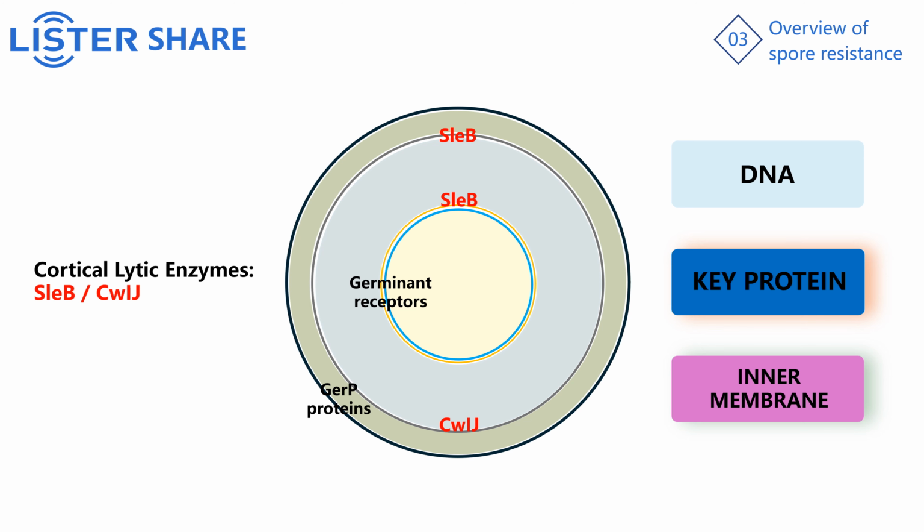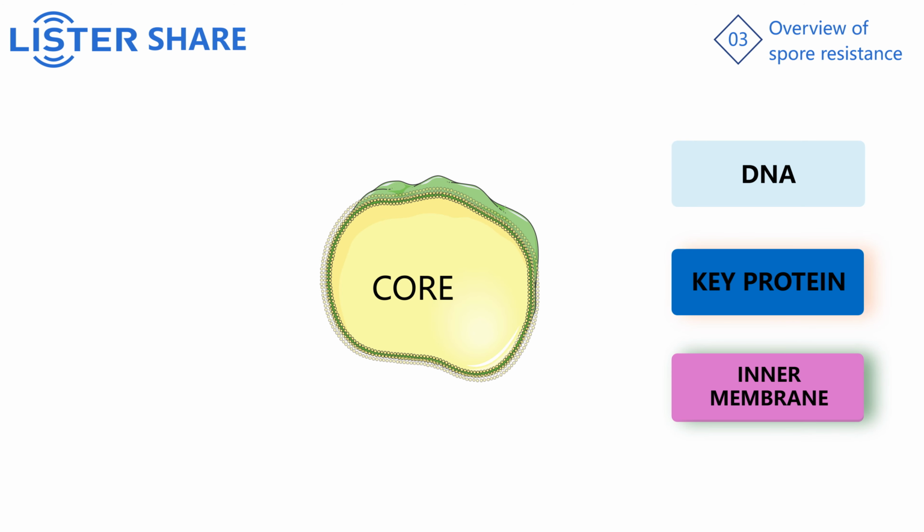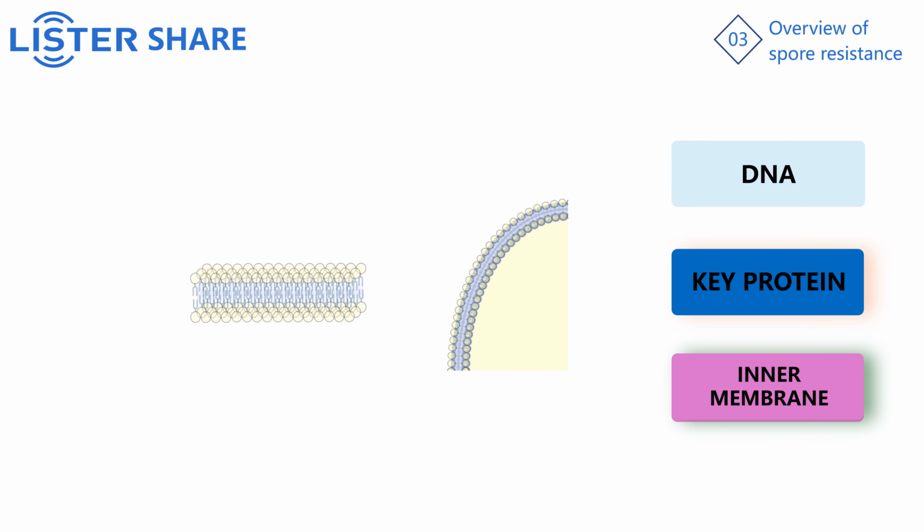For example, corticolytic enzymes. Once corticolytic enzymes are destroyed, even if the external nutrition is sufficient, the cortex cannot decompose, and spores cannot germinate. The inner membrane wraps around the spore core and is composed of phospholipids and fatty acids. The characteristic of the inner membrane is that it has very low permeability to small uncharged molecules, even including water. The low permeability of the spore inner membrane is crucial for spores to resist toxic chemicals and maintain the stability of the core environment. Once the inner membrane is damaged, spores cannot complete germination or die directly.